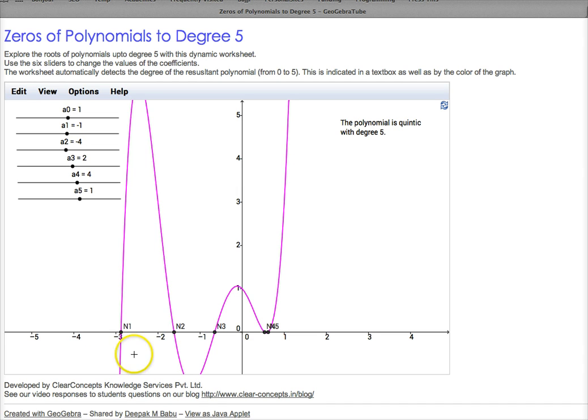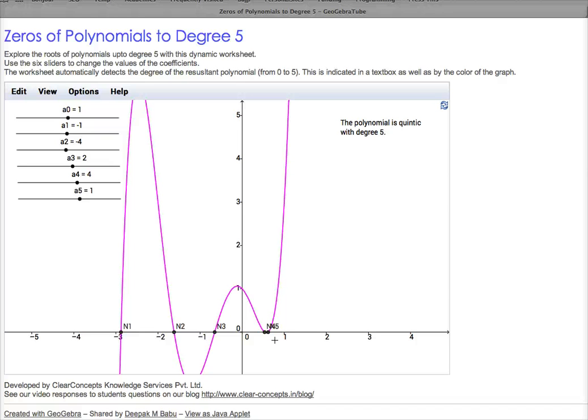It turns out that these are all the values. Can you see these? n1, n2, n3, n4, n5. These represent the values for which that polynomial expression is 0. They're also called the zeros of a polynomial. Is this clear, what these values are?